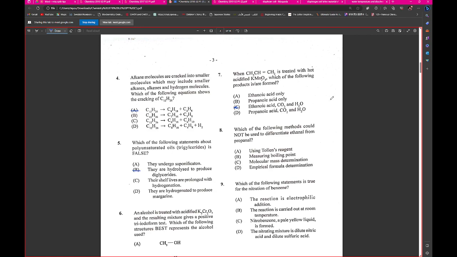Alright. Which of the following methods could not be used to differentiate ethanol from propanol?